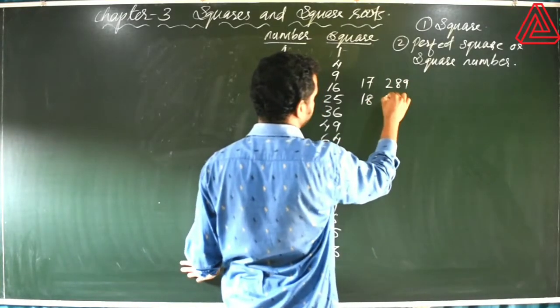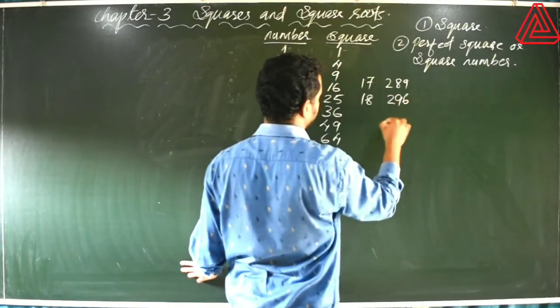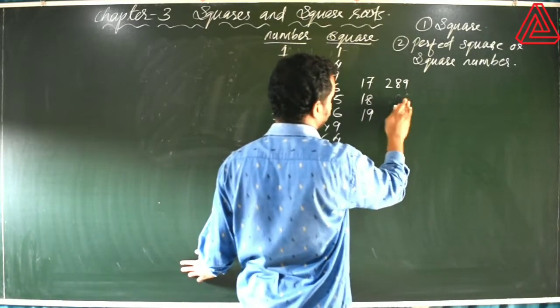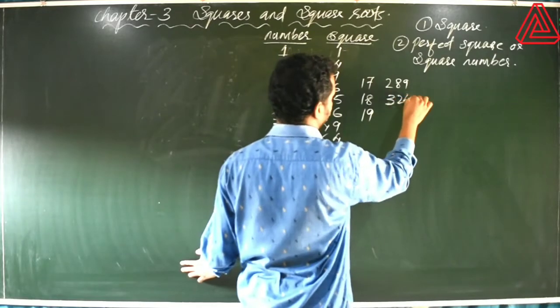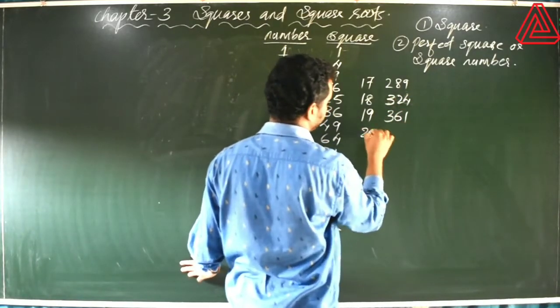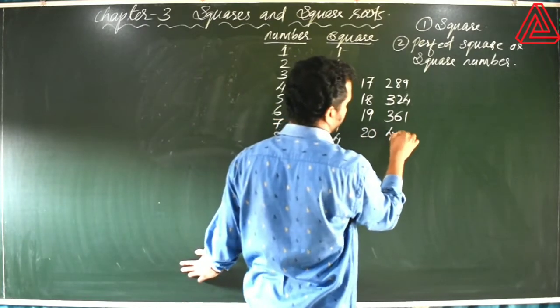18 into 18, 324. 19 into 19, 361. And 20 into 20, 20 square, that is 400.